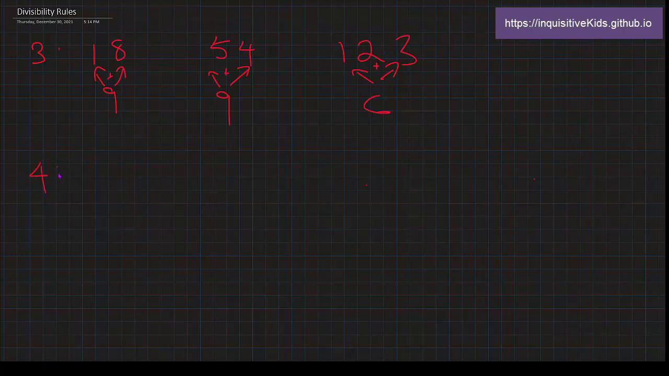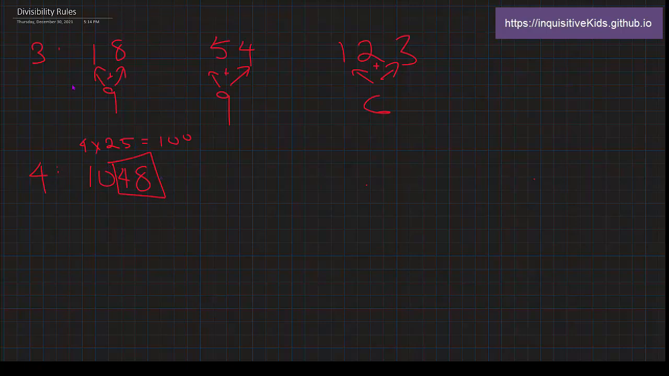Now 4. For 4, you first know that 4 times 25 is equal to 100. Because of that, for any number, as long as its last 2 digits, the tens place and ones place, are a multiple of 4, the number is too. For example, 1048. The last 2 digits are 48, and 48 is a multiple of 4. So that means this number is a multiple of 4 itself.